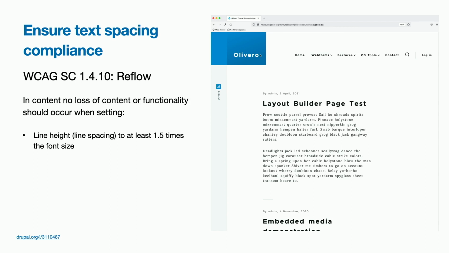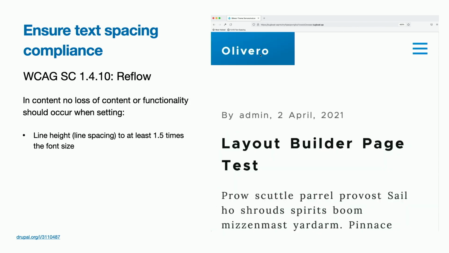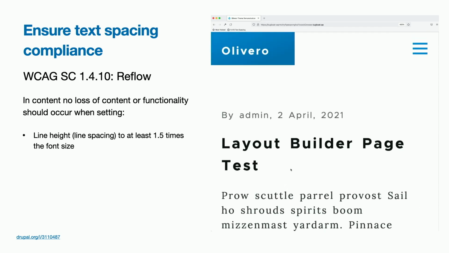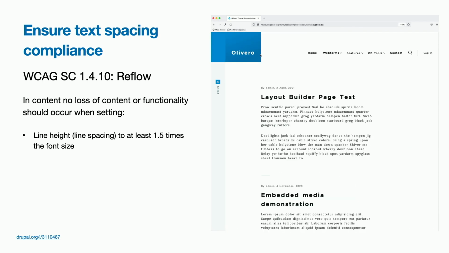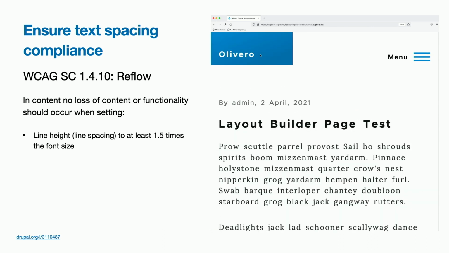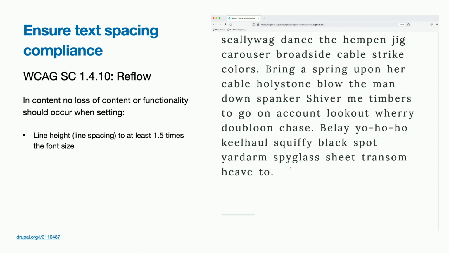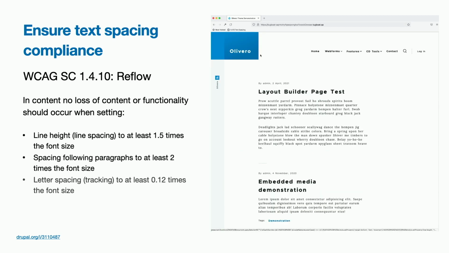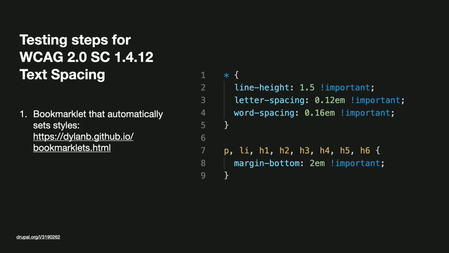We have an ensure text spacing compliance issue right here, and what that means is end users can have their own styles on their browser that they might use to override. They might make their text larger, or they might add some text spacing or font spacing. We need to make sure that it works with that. And so we did a lot of testing with line height and increasing text spacing and things like that, and the testing for that went pretty well.